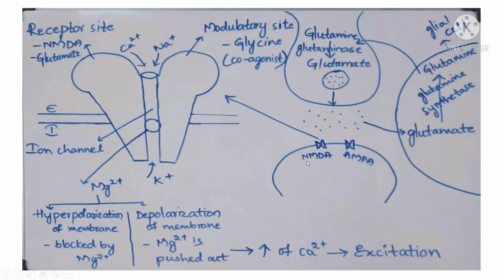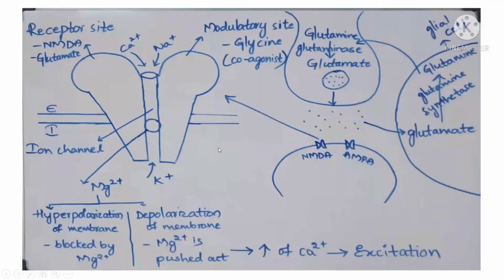But if there is a high stimulus, then what happens? There will be a depolarization of the membrane. During the depolarization of this postsynaptic membrane, the magnesium is pushed out and there is entry of calcium. In the NMDA receptor, the preference is more for calcium ions. More calcium ions are sent inside the membrane when compared to sodium. So there is an entry of calcium ions and it results in excitation. So we call it excitation.